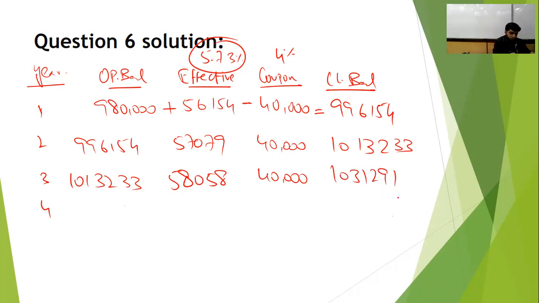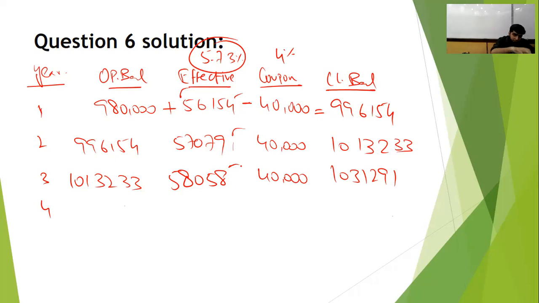1031291. If you can observe this one, the company is not paying you the whole amount of interest. Although you are earning an amount of interest, that is 56154, the company is not paying you the whole amount. They are paying you a small portion of this, that is 40,000, and the balance amount is contributed or added in your invested amount. So what is the benefit behind it? In every year, your invested amount is increasing. And if the invested amount is increasing, you can clearly demonstrate that the amount of interest in every year, in the first year, it was 56,000. In second year, it is 57,000. And in third year, it is 58,000. So every year, your interest income will increase.